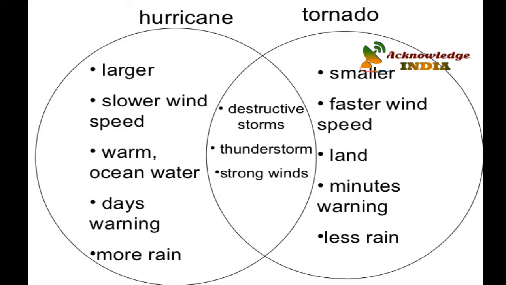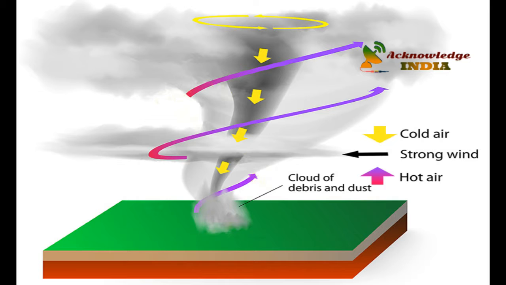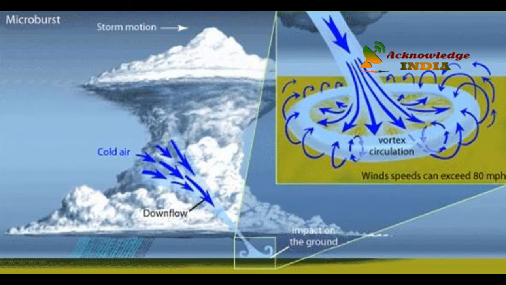Tornadoes. Unlike hurricanes, which take days to develop, tornadoes form quickly and sometimes without warning. A tornado, or a twister, is a powerful funnel-shaped column of spiraling air. It is born from strong thunderstorms. Tornadoes are capable of immense damage.